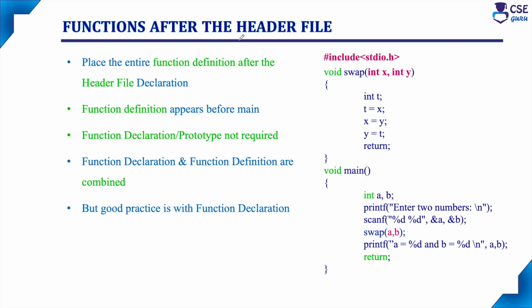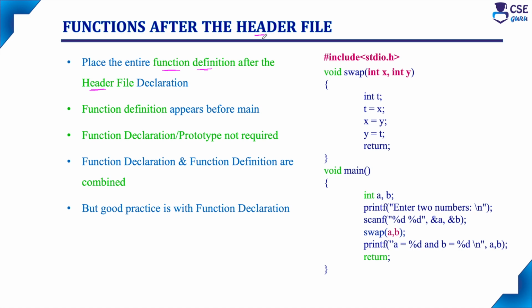First, we will discuss the functions immediately after the header file section. So here, place the entire function definition after the header file section. We know the rules to implement the user-defined function. There are three elements in a user-defined function: function declaration, function call, and function definition. That is, function header and function body.